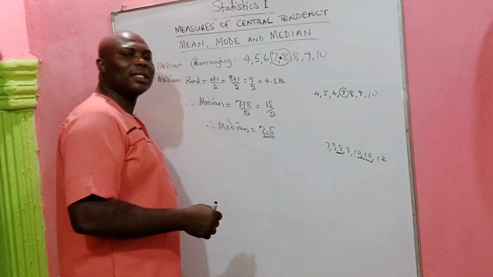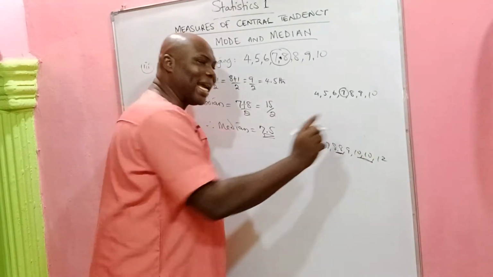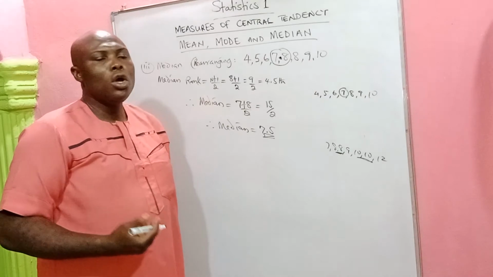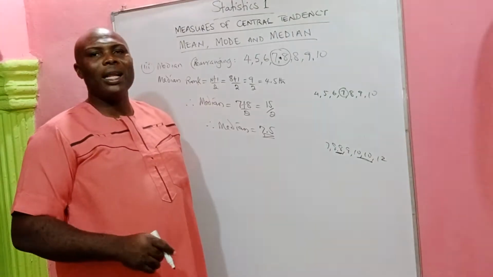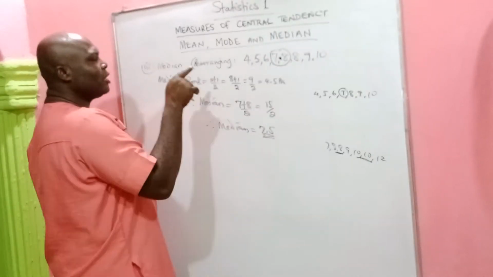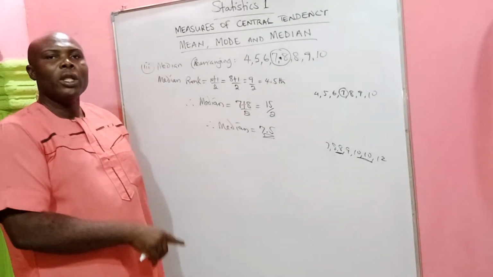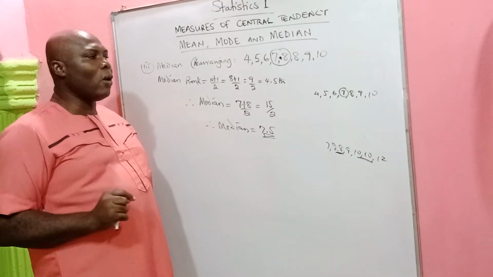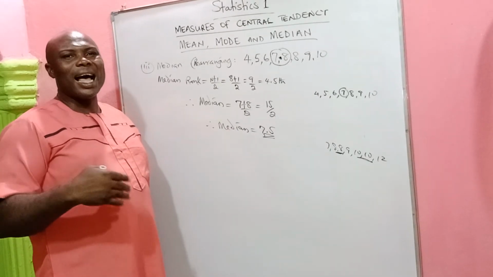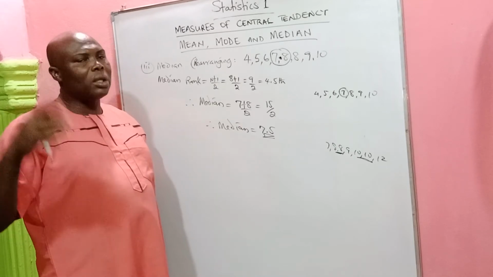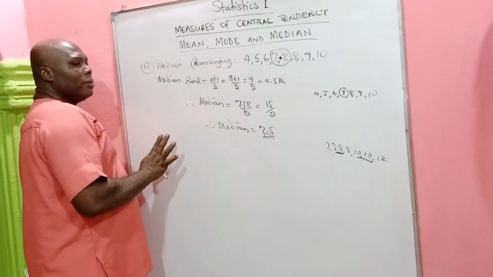It therefore means that the mode is 8 and 10. Why? Because they are the two numbers that have the highest occurrence. But such a distribution will be called a bimodal distribution because it has 2 modes. But this particular one we just finished, the distribution is called unimodal distribution because it has just 1 mode. There are distributions that have more than 2 modes, but once there are more than 2 modes, it means it is multimodal. Please take note of that.